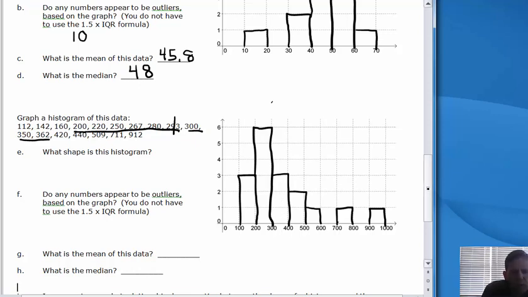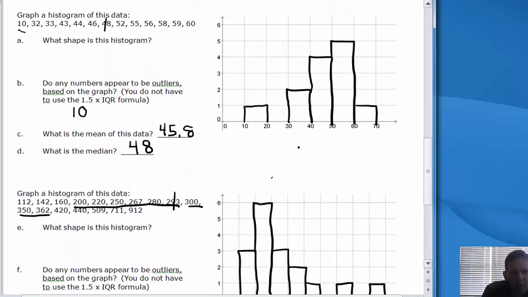What shape is this histogram? Well, I've skipped that on the previous question here.